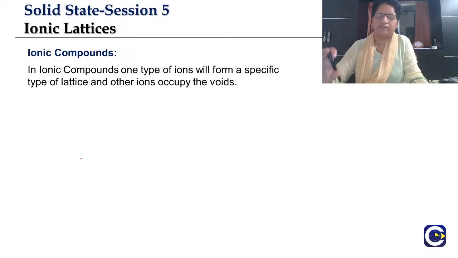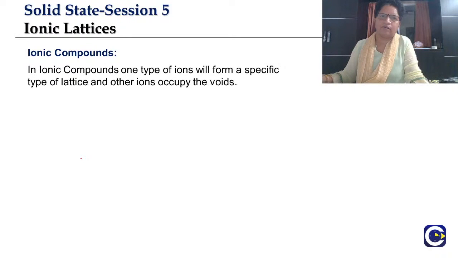See, what is the basic difference? If I take a metallic crystal, all the lattice points will be made up of only one type of atom, like aluminium, sodium, or magnesium metal crystal. All the lattice points will be made up of only one particular atom.